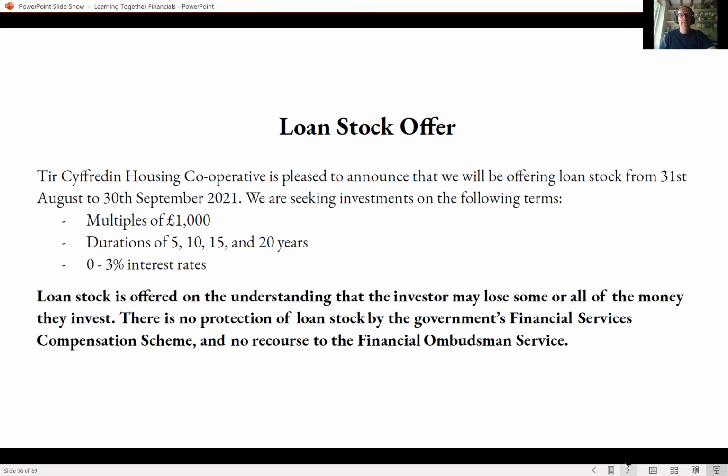And to do this, they've had to create a loan stock offer, and there you can see they're asking people to donate multiples of £1,000 and giving them some options to keep the money in the housing co-op for 5, 10, 15 and 20 years, and even to get to decide what level of interest rate they're going to ask for in return. And some people do say the 0% rate because what they actually want to do is not make any money, but support the housing co-op.